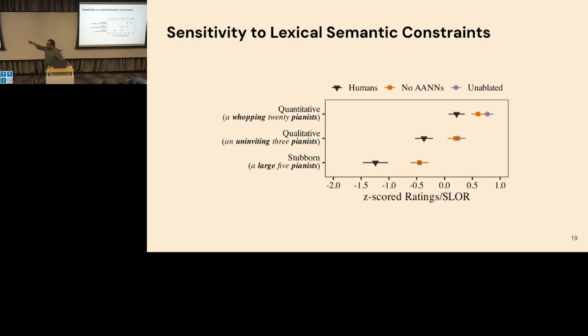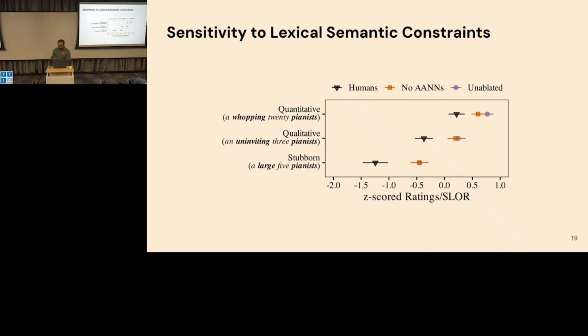And models, regardless of whether ANNs were there or not, seem to show analogous patterns where they too liked the quantitative ones, then the qualitative, and then the stubbornly distributive, suggesting that there's some evidence that is telling them that maybe stubbornly distributive cases are not as likely as the others.